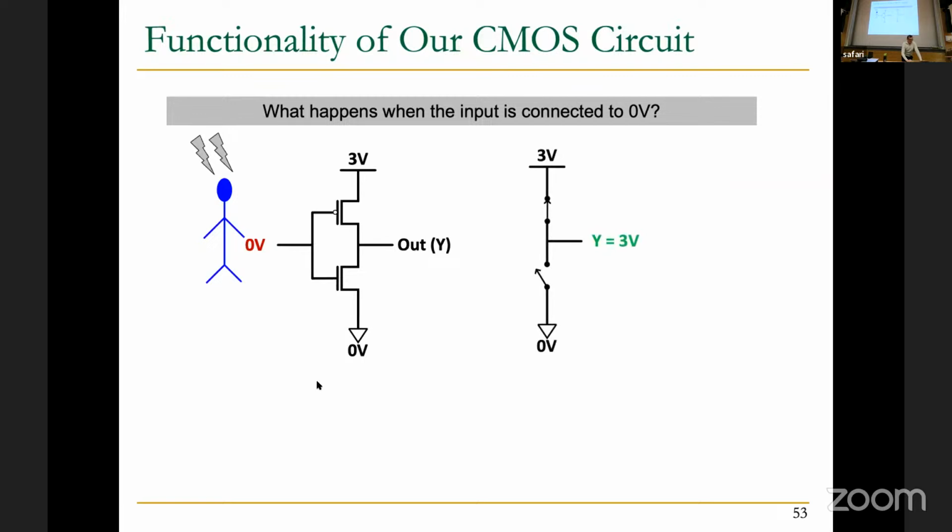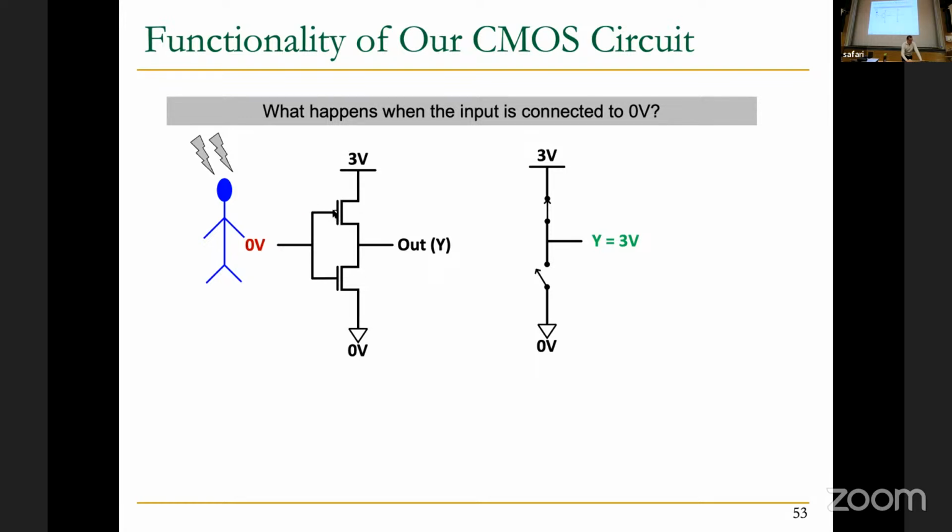If you apply 0 volts over here, let's start with the NMOS at the bottom. The NMOS doesn't get turned on, because it gets turned on, meaning it becomes a closed circuit, only if you apply 3 volts, but we're applying 0 volts. So this is an open circuit, and the output gets disconnected from 0 volts. The PMOS transistor, on the other hand, becomes a closed circuit if you apply 0 volts to it.